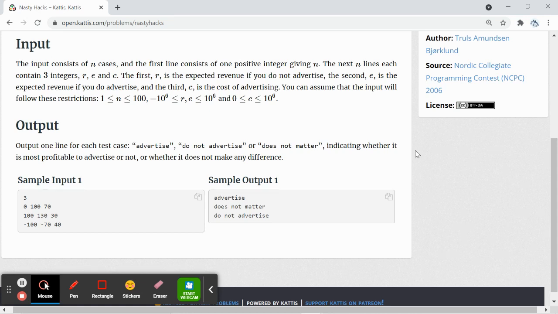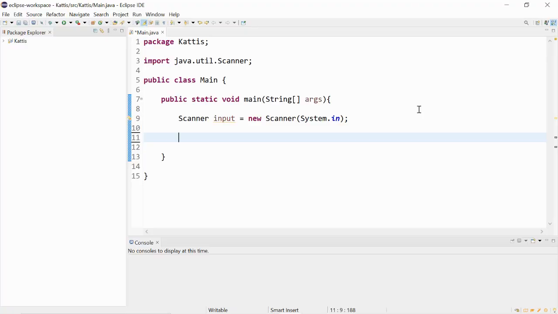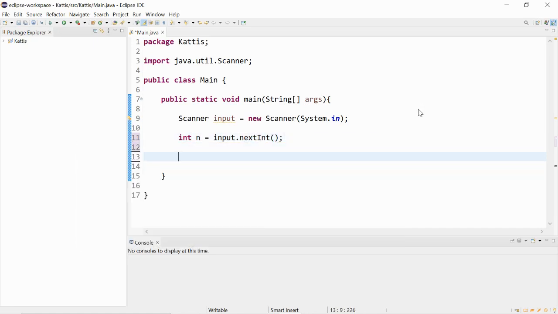Let's start coding. So we will have n test cases. Int n is equal to input.nextInt. Next, we can use a for loop. For integer i is equal to 0, i is less than the number of test cases, i++.